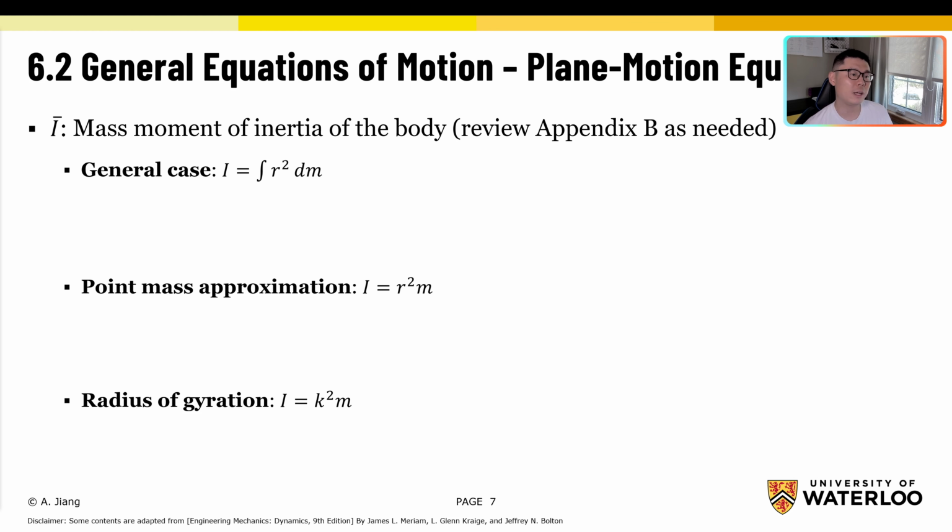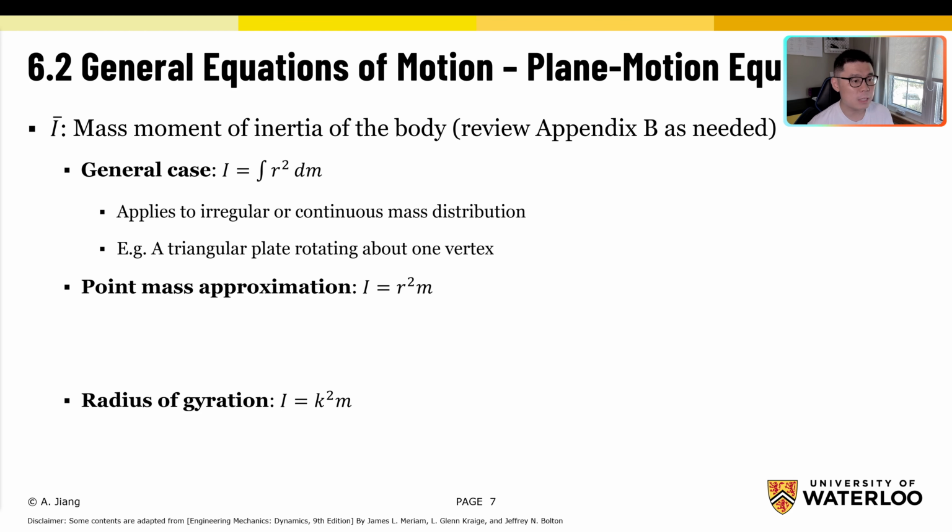The generic equation that can be used for any scenario is I equals the integral of r squared dm. This generic equation can be applied for any shape, such as a triangular plate rotating about one vertex, any kind of rotation, any kind of shape. This kind of situation is not common, so we have to use this generic equation, the integral of r squared dm, to calculate I from scratch.